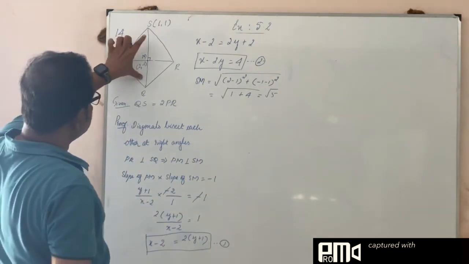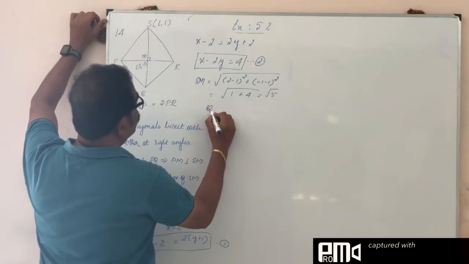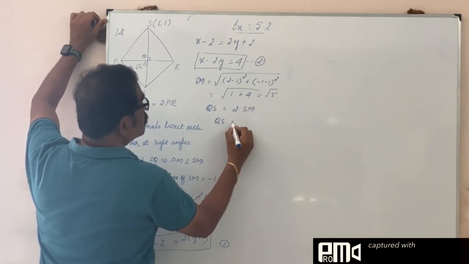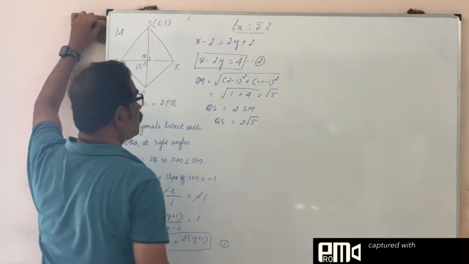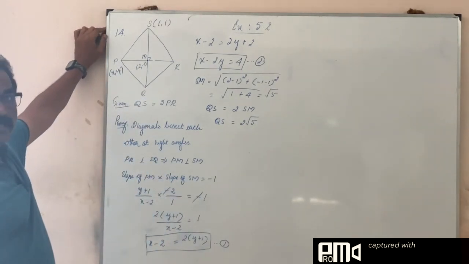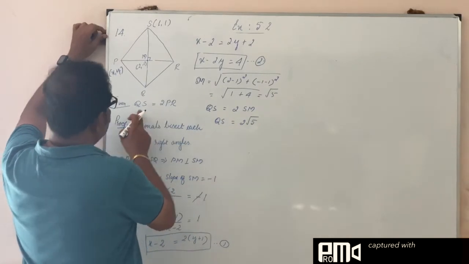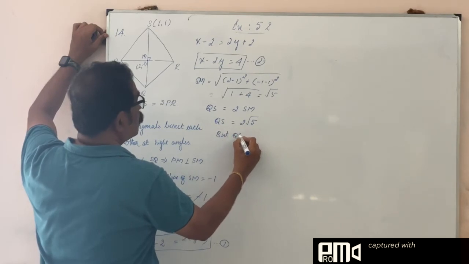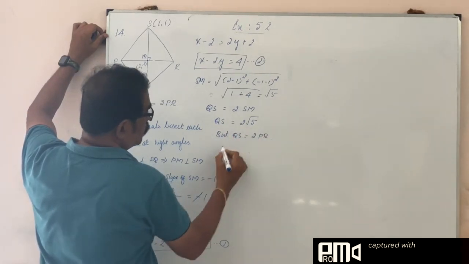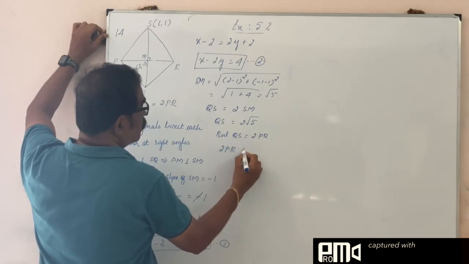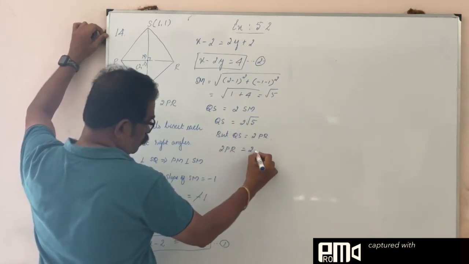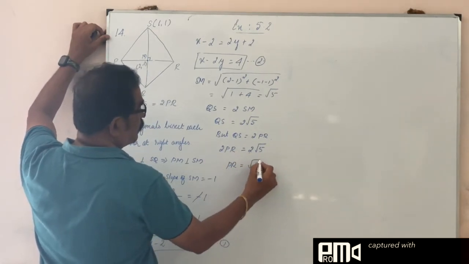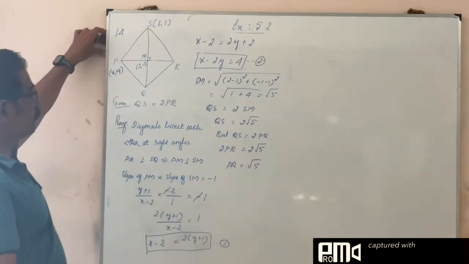So QS is equal to 2 times SM, or QS is 2 times root 5. But this QS is given as 2PR. QS is equal to 2 times PR. So for QS you can substitute 2PR. 2PR is equal to 2 root 5. 2 cancel. PR is equal to root 5.